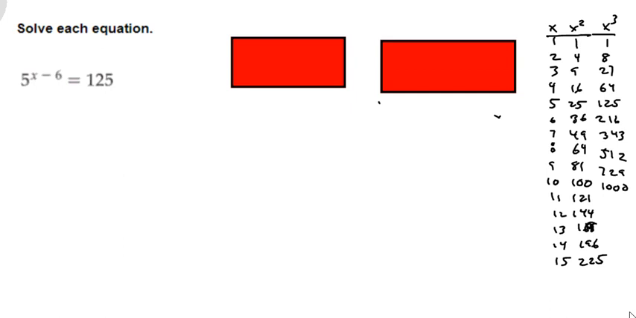Okay, now we are going to get into solving some of these equations when the bases are not equal to each other, all right? In these first three examples, we're going to just have to change one of the bases in order to make these work out, okay? So in this first one, you've got 5 to the x minus 6 is equal to 125.